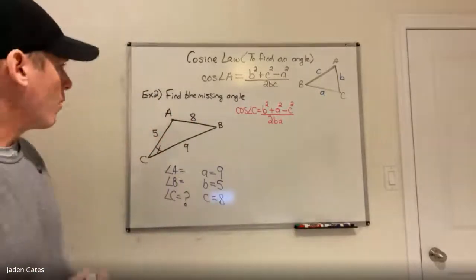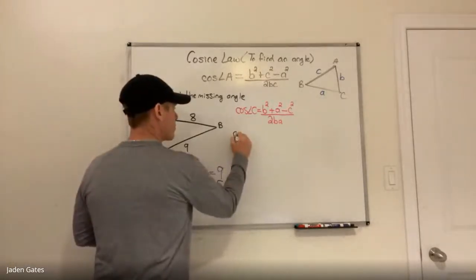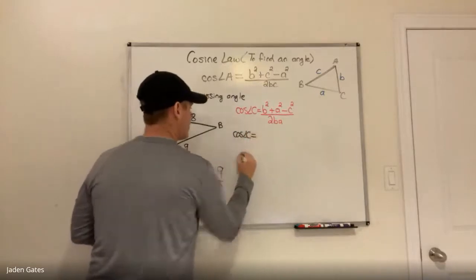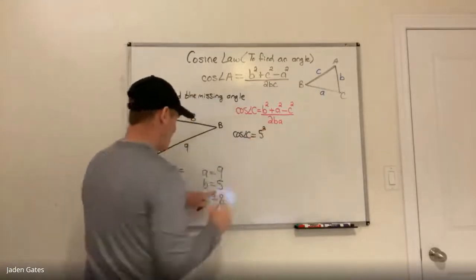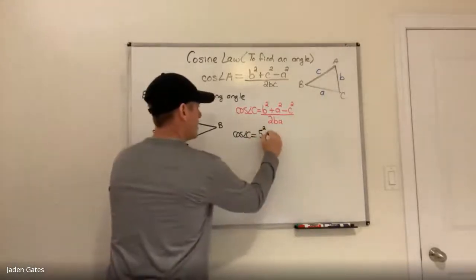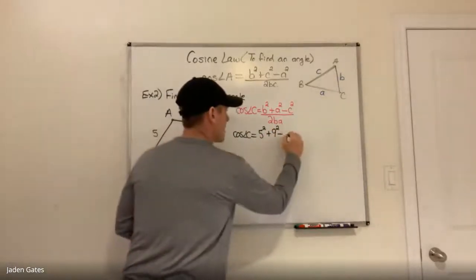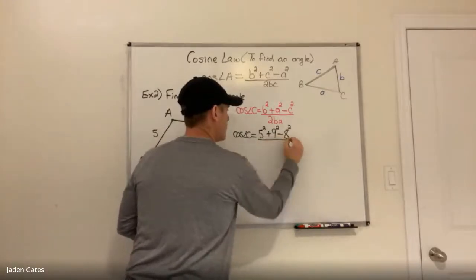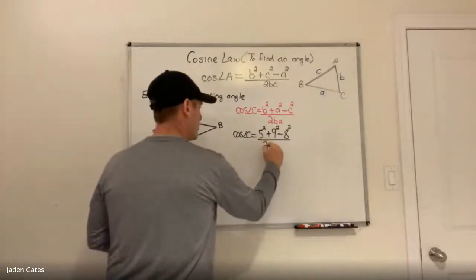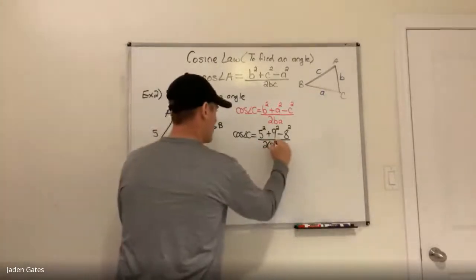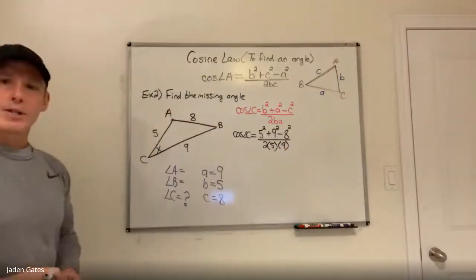So now I've switched my formula with proper letters, A and C, because I'm looking for angle C. But now I'm just going to do what I did before. I'm going to substitute in my values. So I've got cosine angle C is equal to B squared, so I got a 5 squared, plus an A squared, so that's 9, minus C squared, which is 8, so I have a minus 8 squared there. And then I divide it by 2BA, so 2 times B, which is a 5, times an A, which is a 9. So there's my substitution.